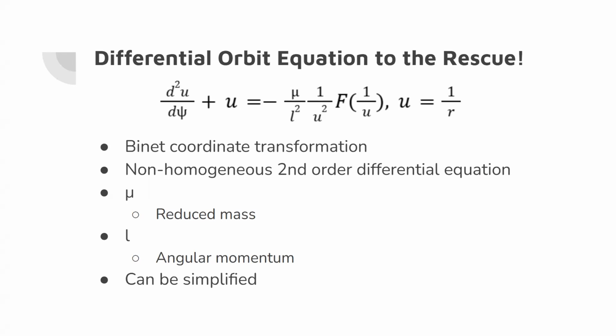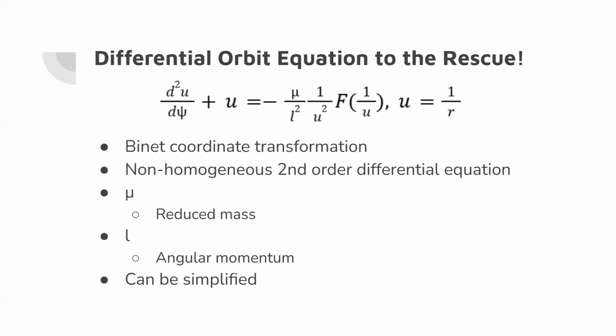So the equation in question is what's called a non-homogeneous second order differential equation, which means it has a second derivative as part of its function, and there are values of u on both sides that are variables. So additionally, there's also two constants.